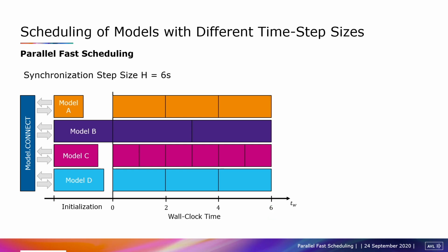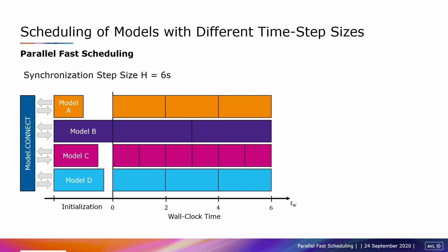If we now look at the work log time, there are no white areas anymore between the executed steps of the models. There is no waiting time between the submodels. The simulation time is equal to the work log time. That means the real-time factor of the overall co-simulation is 1. This seems too good to be true.